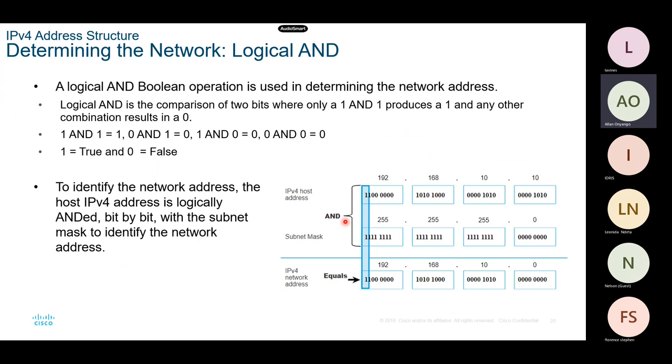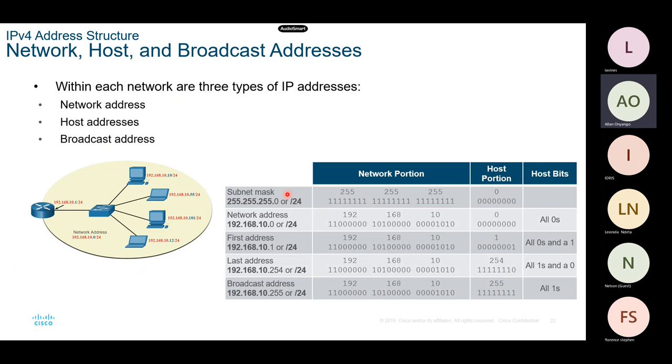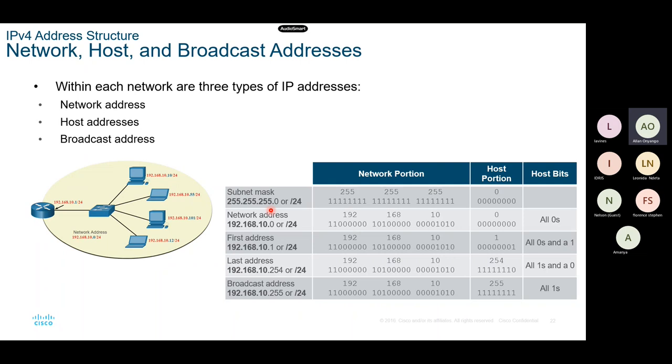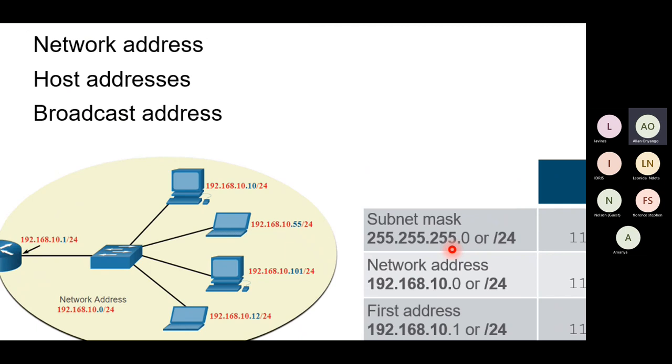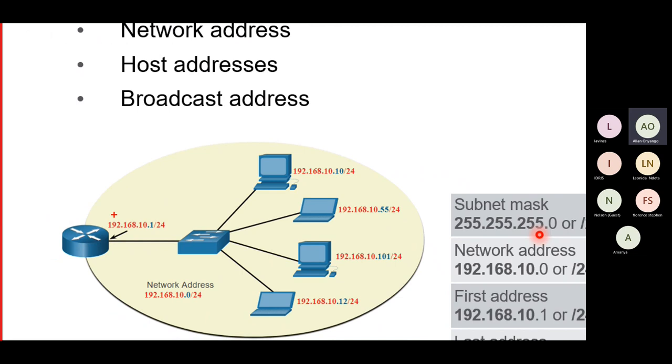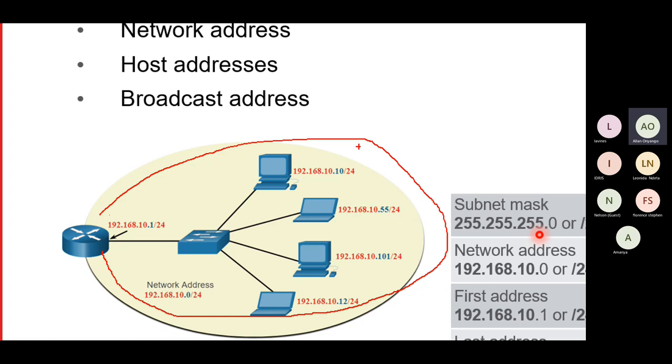Now, I want to skip something because we're going to talk about it on network addresses, host addresses, and broadcast addresses. I want to skip this part because we are going to talk about it ahead of us. The only thing I can mention is here. We were able to know that since this router has only one interface, all of this is one network. And that means all these IP addresses are on the same network.